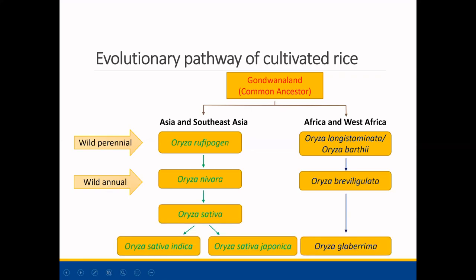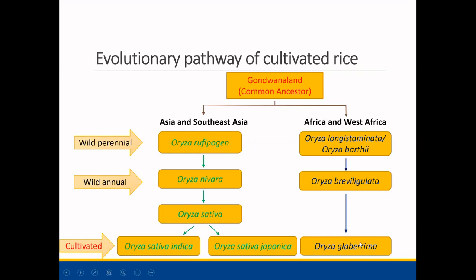From that, in Asia and Southeast Asia, we had Oryza sativa, the cultivated type of rice in Asia and Southeast Asia. There are two types of Oryza sativa, which we will look at later. In Southeast Asia the cultivated one is Oryza sativa, but in Africa the cultivated type that evolved was Oryza glaberrima.